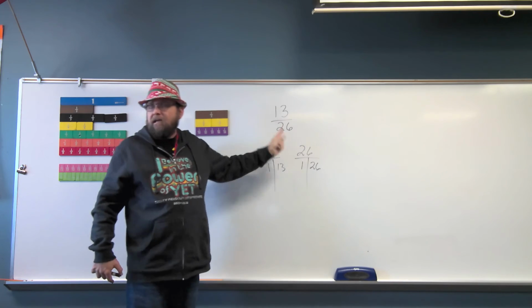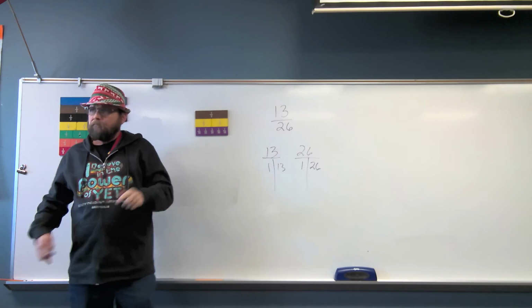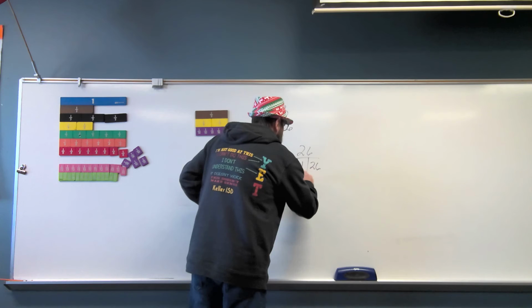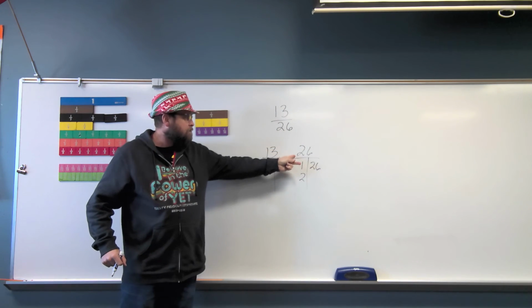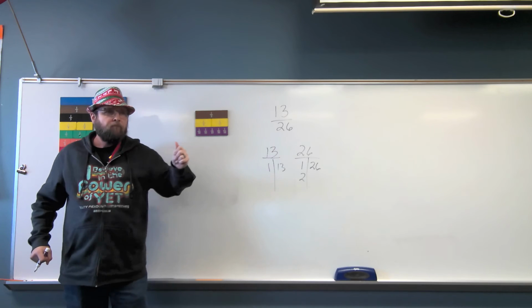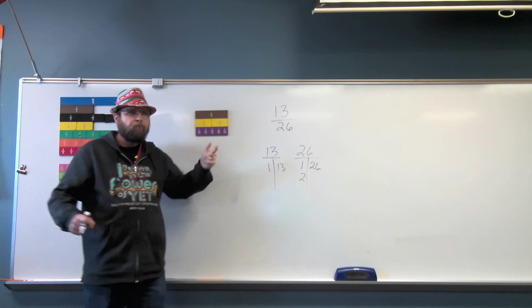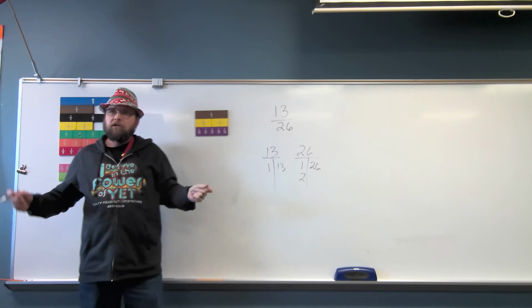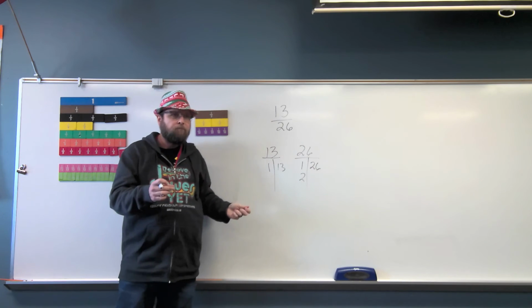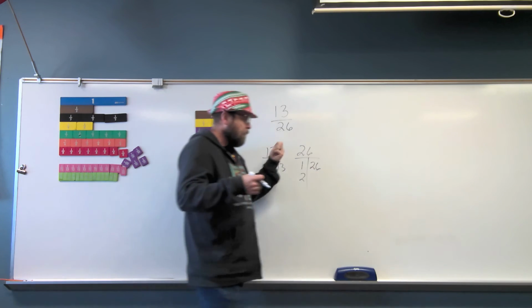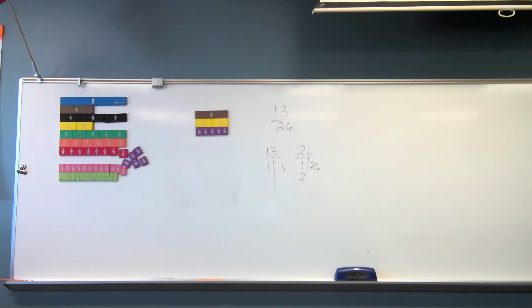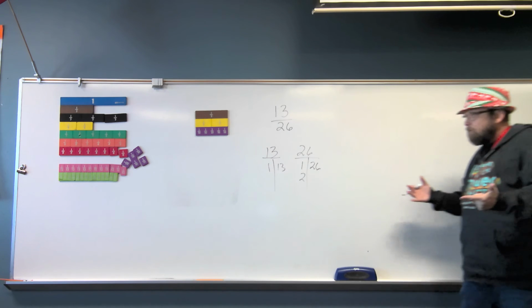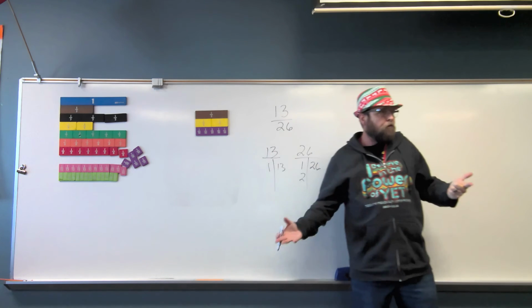Now 26 is an even number. So I know 2 goes into 26. What is the sum of the digits in 26? 2. Sum of the digits? 8. So is 8 a multiple of 3? No. And it's not divisible by 5. It's not divisible by 6 because it's got to be divisible by both 2 and 3.